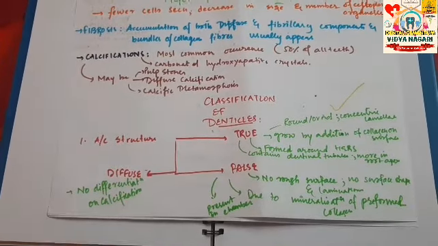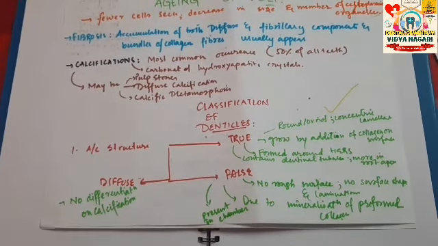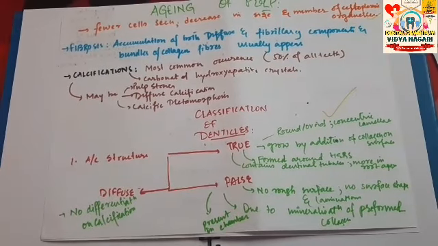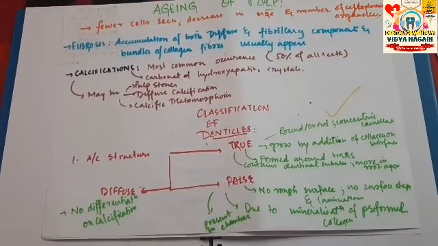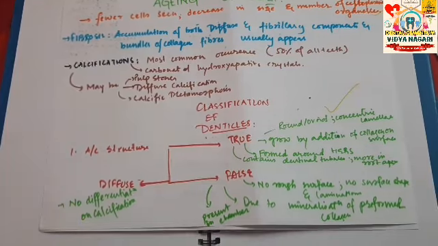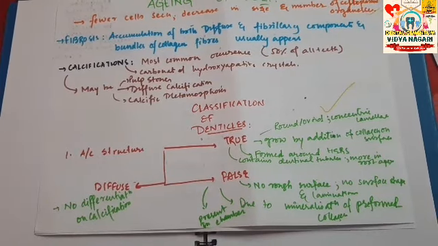In false pulp stones, there is no rough surface, no surface shape and no lamination. They are formed due to mineralization of preformed collagen and are mostly present in the pulp chamber. The third category is the diffuse pulp stones. There is no differentiation in calcification in diffuse pulp stones.